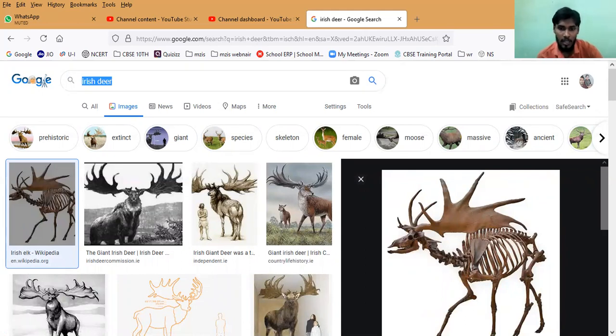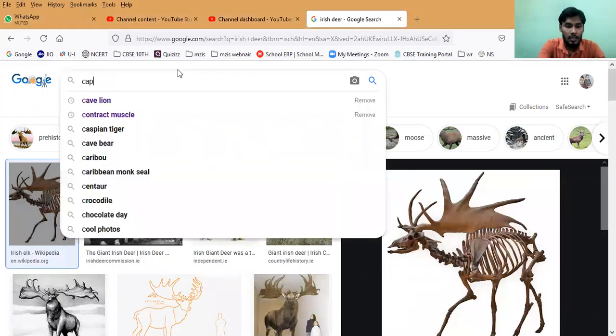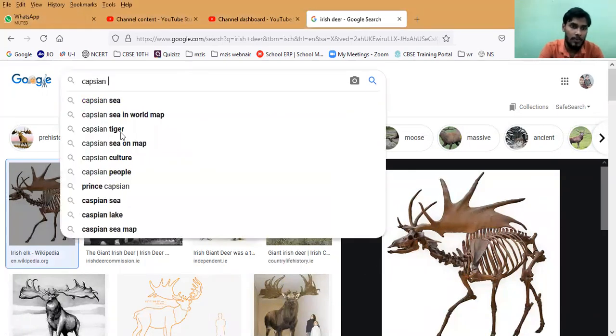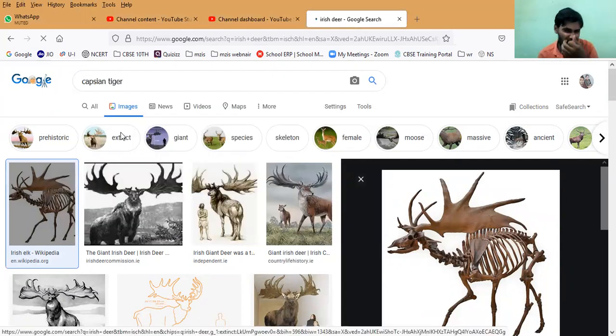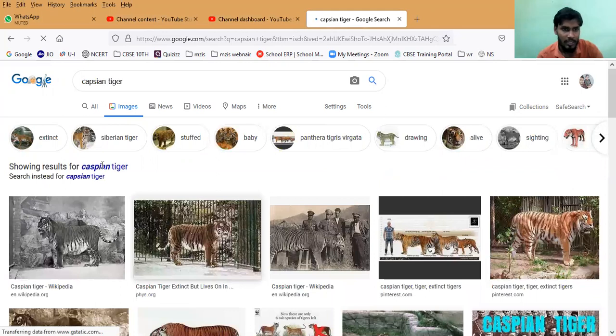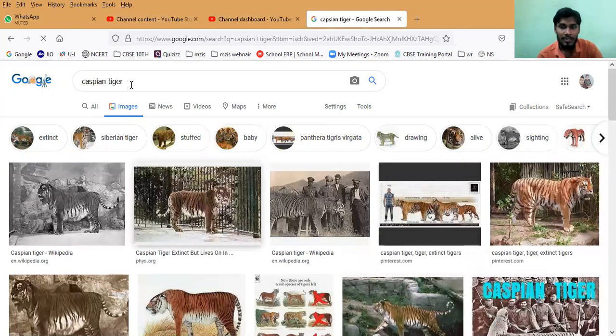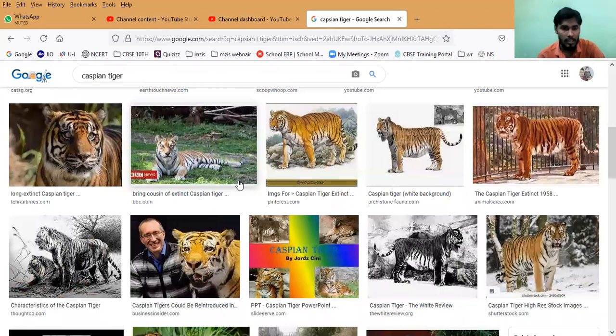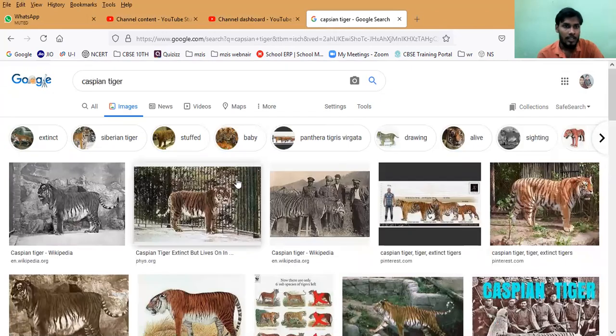Next one, some tiger. What is that name called? Caspian tiger. Correct? Yes, sir. You can see the Caspian tiger looks like this. So all these animals no more existed. You will never see them in our life. That is why Caspian tigers are completely extinct. We will never see them in our daily life. No more in the world. These are the things which are completely extinct.